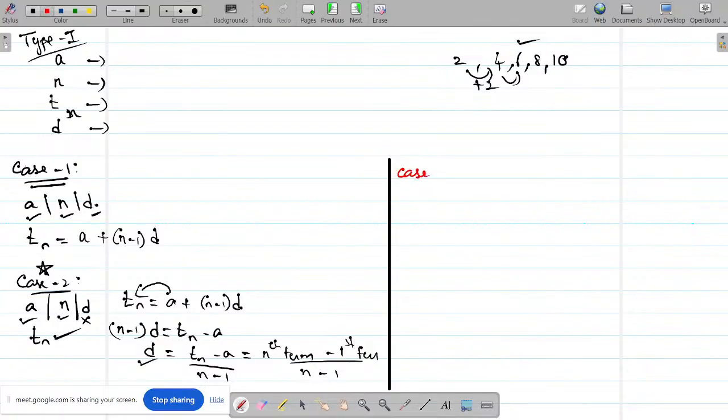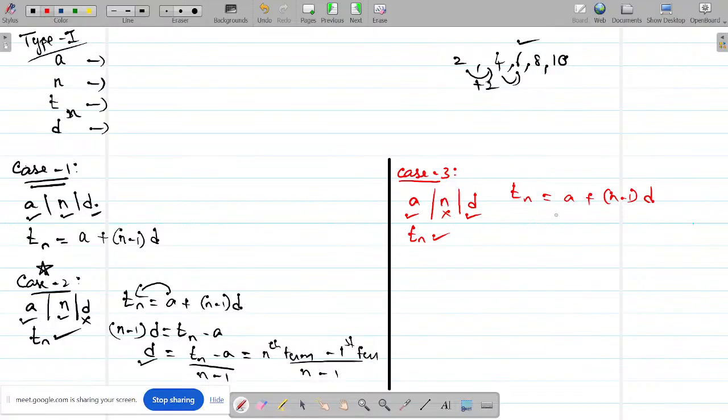Case 3. Yes, A given. Okay. N not given. D given. Obviously, Tn given. How do you find N? Tn is equal to A plus N minus 1 into D. Again, N is the unknown one. We will keep this on the left hand side.